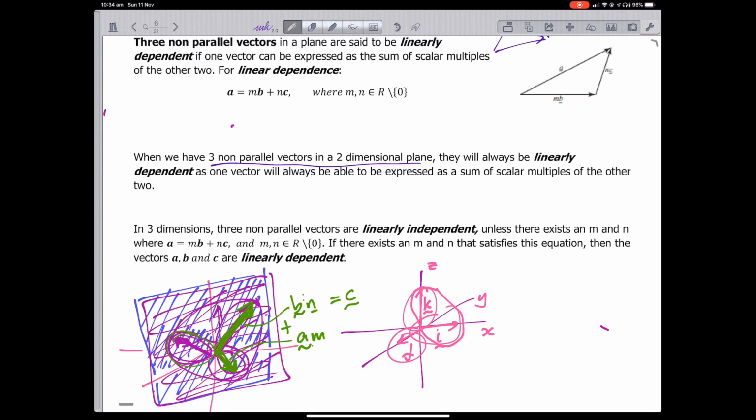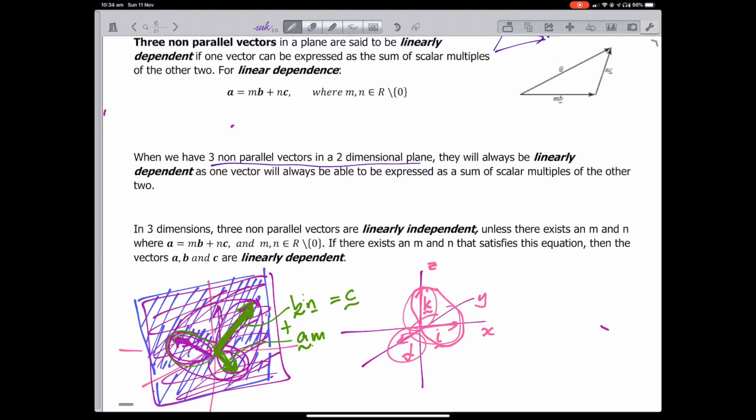In 3 dimensions, 3 non-parallel vectors are linearly independent, unless there exists an m, n, such that there's a scalar multiple of both vectors. If I add those 2 vectors together and I can make the third vector, they will all exist in the same plane, like a flat sheet of paper. Hence, that means that they will be linearly dependent. If one of them lies in a different plane to the other 2, then they're linearly independent.